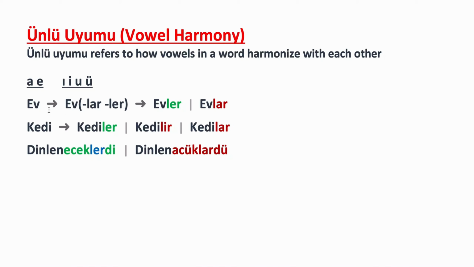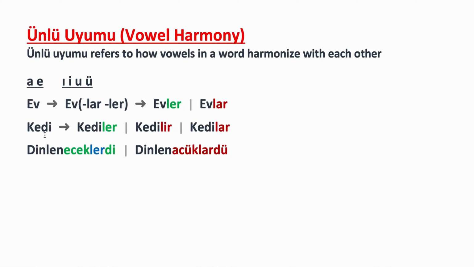So, every vowel in a suffix imitates the previous vowel, and the first suffix must harmonize with the last vowel of the root word. Since the word ev is ending with the vowel e, then we need to pick up the same sound. So this is ler, evler, houses. What if you say evlar? This is wrong. You cannot do that because in this case, the a of lar is breaking the harmony.